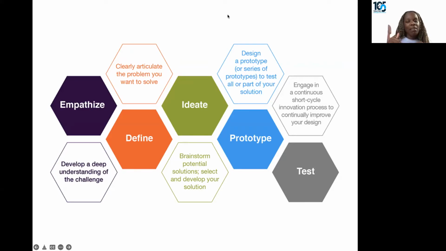We talked about the five components of design thinking, and we've worked through the first four. So empathy, developing a deep understanding of challenges; define, clearly articulating the problems we want to solve; ideate, brainstorm potential solutions and select and develop our solutions; prototype, designing a prototype or series of prototypes to test all or part of our solutions; and testing. We have done a little bit of testing. Every time you go out there and talk to people, that is part of your testing. So we actually have gone through all five parts if you have started testing with your prototype.